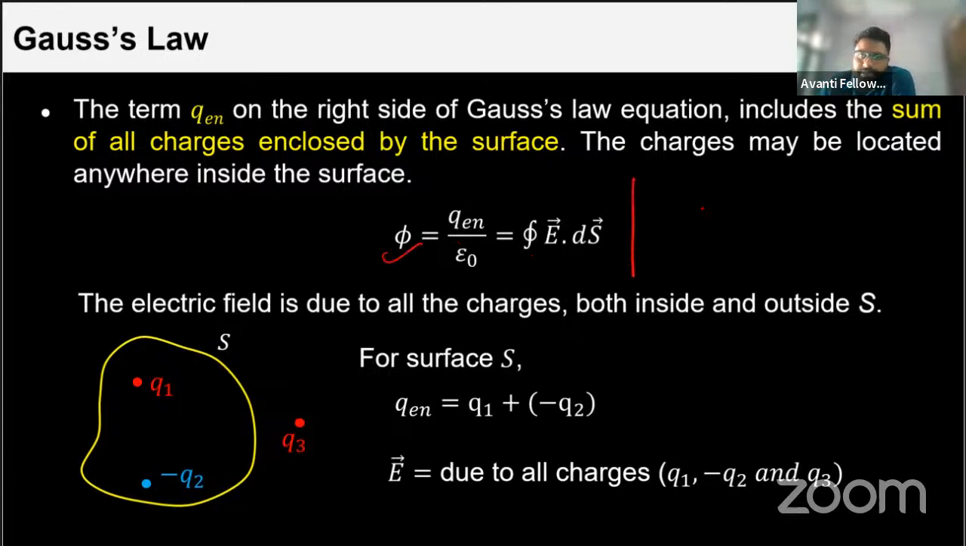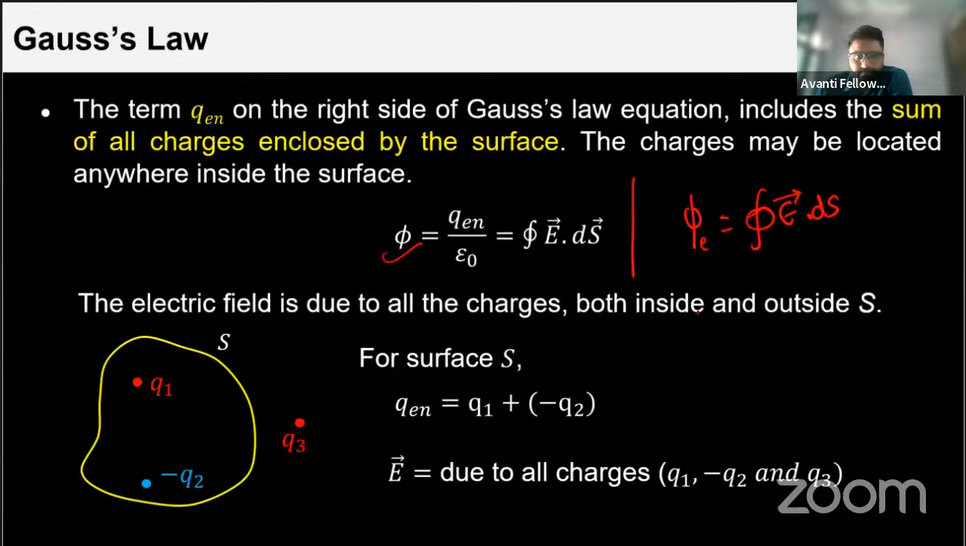Flux can also be written as the closed integral of E vector dot dS. The closed integral is not needed if you study the flux itself. But when you study with the help of Gauss law, you have to apply the closed integral because the surface must be closed.